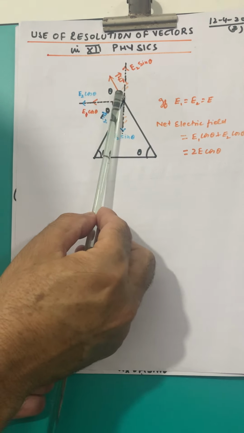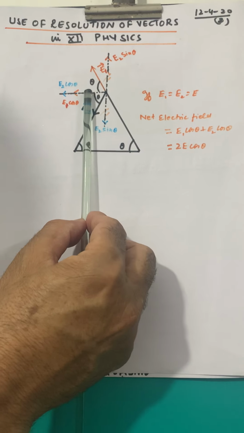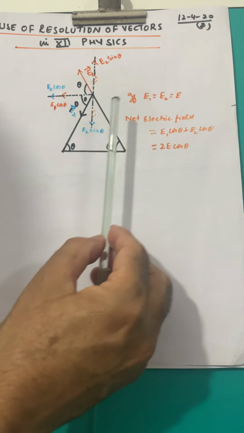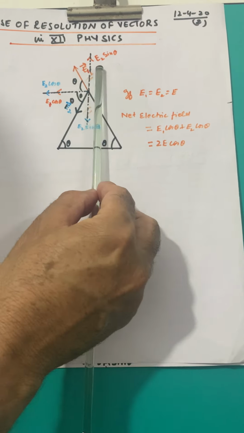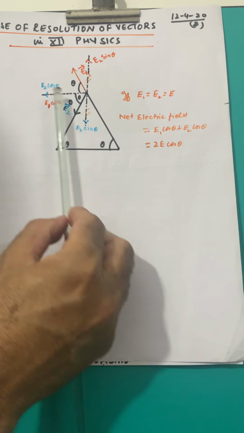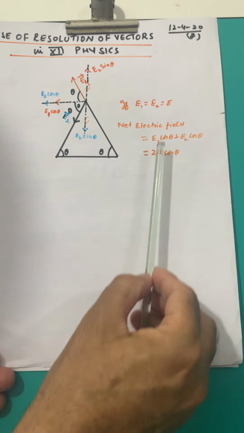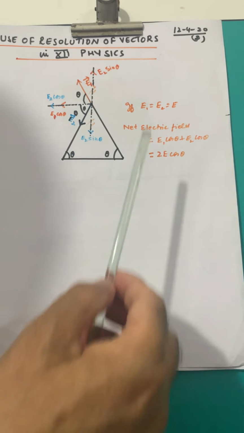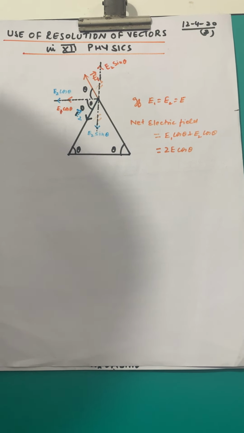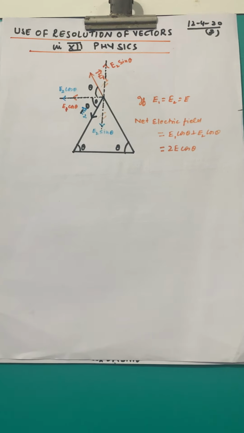Cos theta इधर आ गया दोनों का, क्यों एक्सिस के साथ थीटा बन रहा है. So by using this concept, if E1 and E2 are equal, this will cancel out and the resultant will be very simple. Resultant electric field will be दोनों का सम हो जाएगा. अगर बोल दो दोनों सेम है तो 2E cos theta. It is a very simple concept, which will be useful in plus 2 physics.